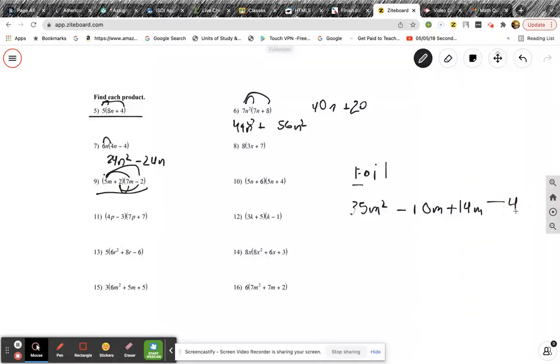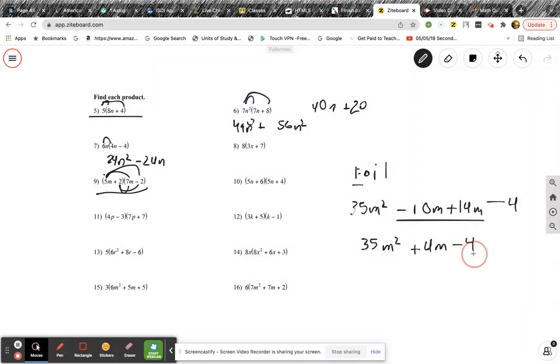If you do this correctly, you should have like terms in the middle. You need to combine them. You can't leave it like it was there. You have to say, okay, that's 35m squared minus 10 plus 14m is 4m, and then minus 4.